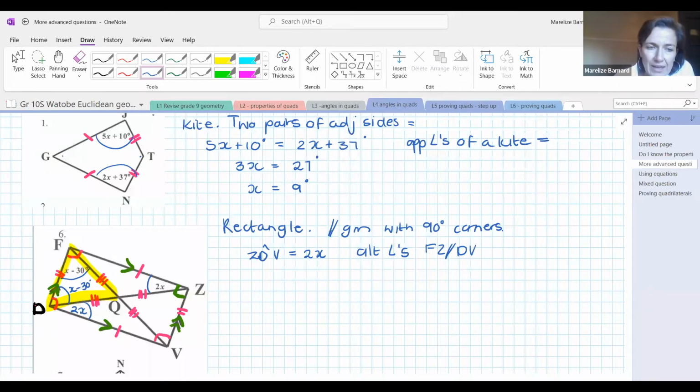And then I said, okay, can I find another angle that's equal to x minus 30? Yes, I can. I can say first, though, that FQ is equal to DQ. I must say first why those two sides are equal, so that I didn't just thumb suck it. I can say that because of the properties of a rectangle. And the specific property of a rectangle that I'm dealing with here is that the diagonals bisect. Yeah, it is a rectangle.